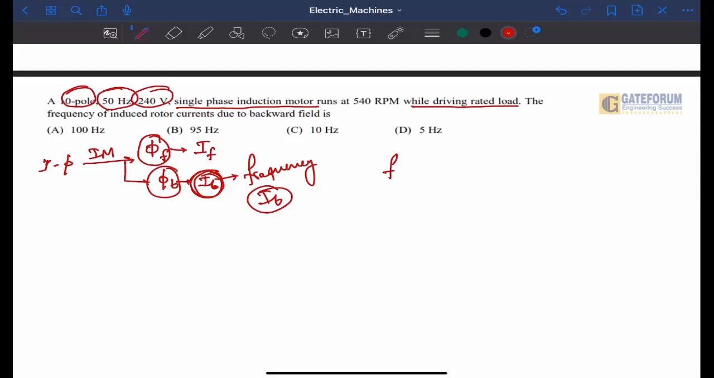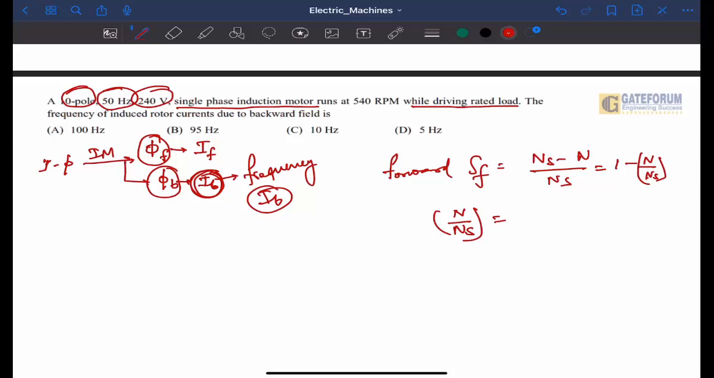See, forward slip is Ns minus N divided by Ns. So it can be written as 1 minus N divided by Ns. So N divided by Ns equals 1 minus SF, or if we call the forward slip S, then it will be 1 minus S.